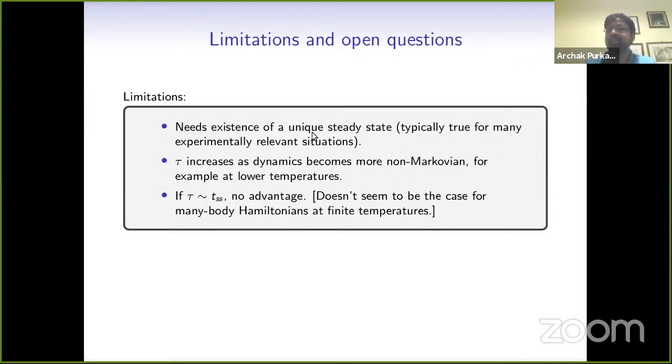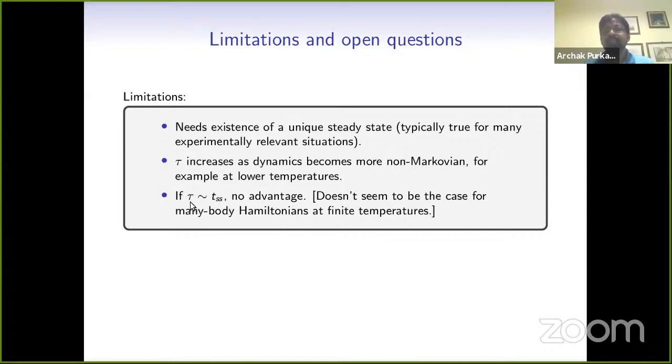So first of all, one limitation is, as I said, it requires existence of a unique steady state. But this is typically true in many experimentally relevant situations. But then there is this whole class of other things, like dissipative time crystals and limit cycles and so on, which basically do not fall in this category, and probably you cannot use this refreshing idea there. Now, the more non-Markovian you get, the larger the value of tau you require to converge, and it becomes harder.